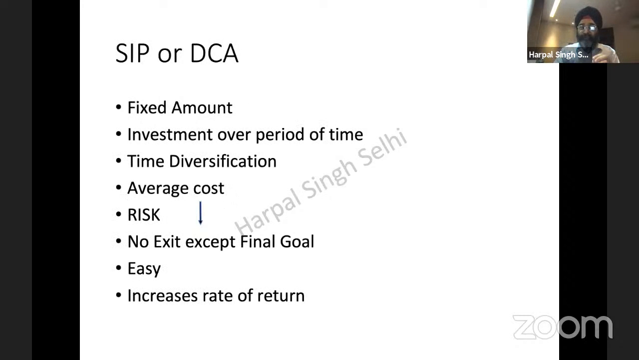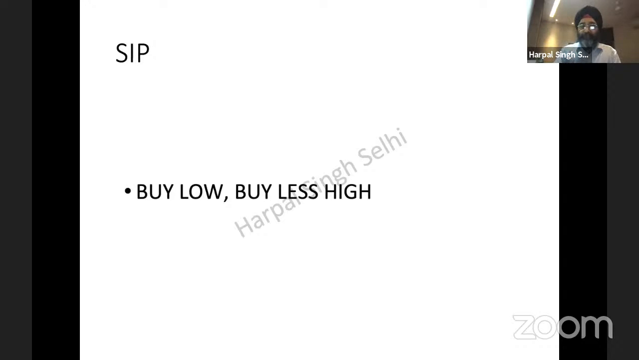So SIP should be fixed amount, investment over a period of time. Time is the diversification. It will take care of the risk. Average cost will come down, the risk will reduce. Don't exit till your final goal is achieved. It is very easy and it increases your rate of return. It's something as simple as closed femur nailing, but you still can have complications. That's okay. So what is SIP? Is buy low, but buy less when high and buy more when low. अपने आप हो जाता है.